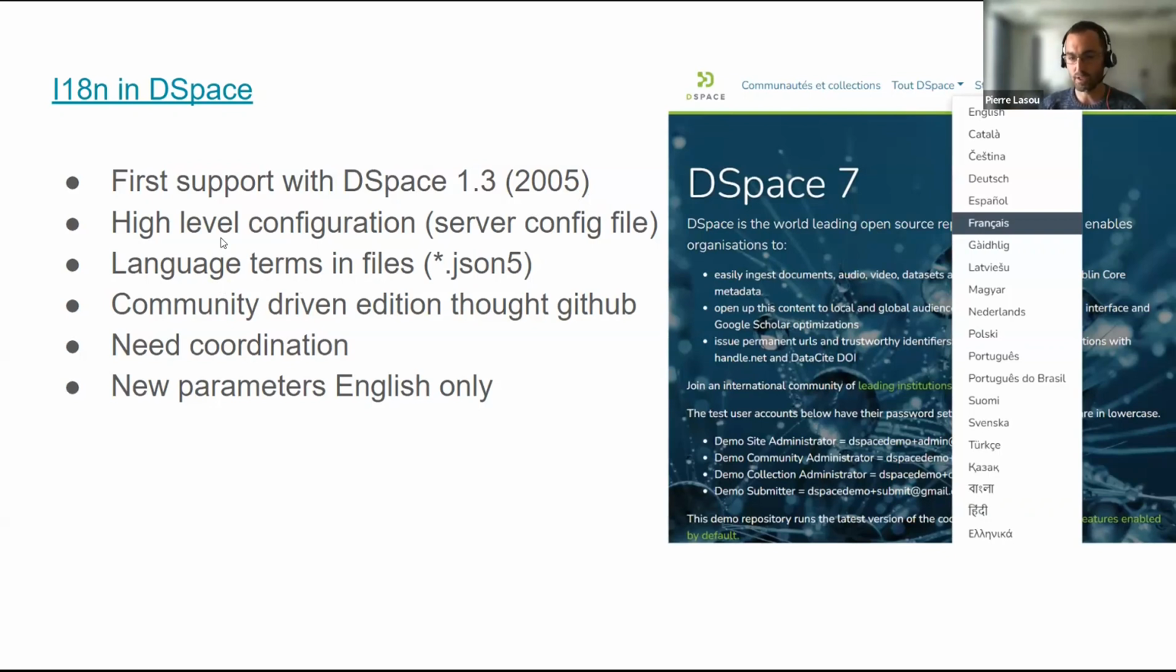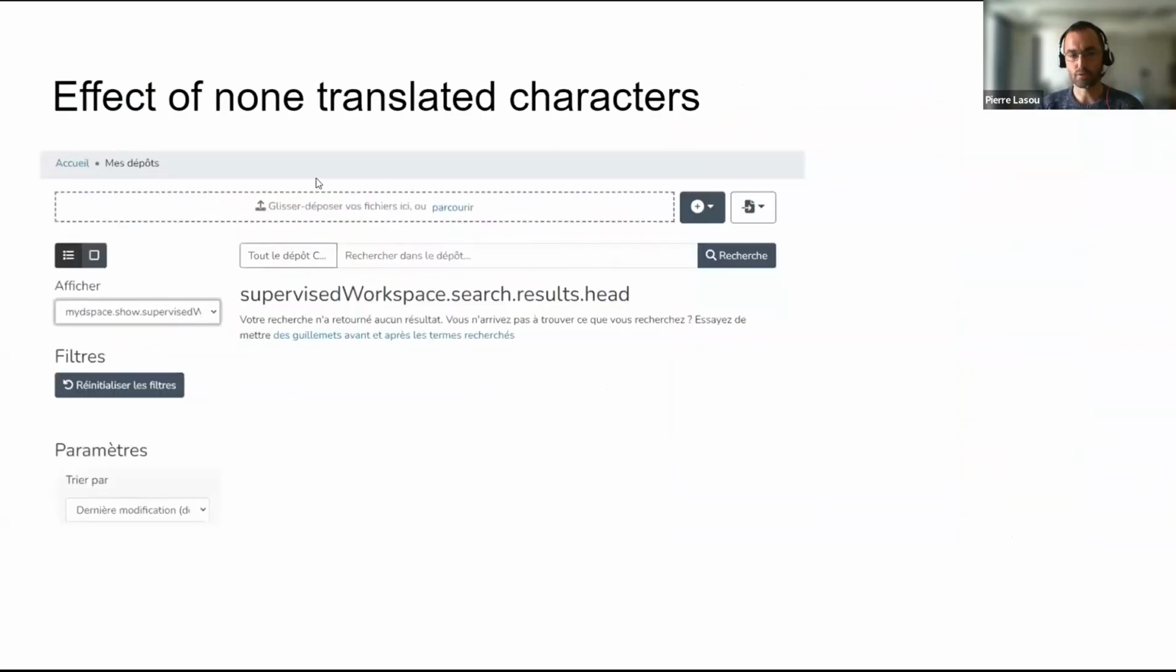So it needs coordination. And one first problem is that when DSpace is delivering or releasing new features, usually you only have one language that is provided, which is English. And so when you're using your interface with other languages, you end up with what I've shown here with the print screen. Here it's a French interface we're using at my institution. And when new features are introduced, basically you see the parameters of the language and not its translation.